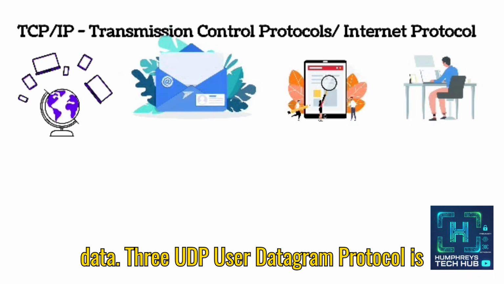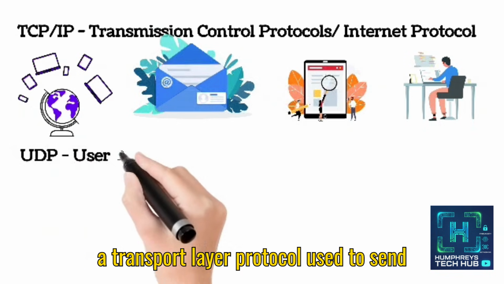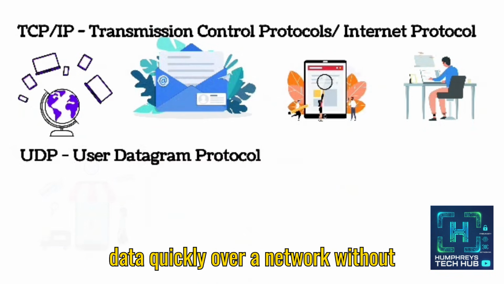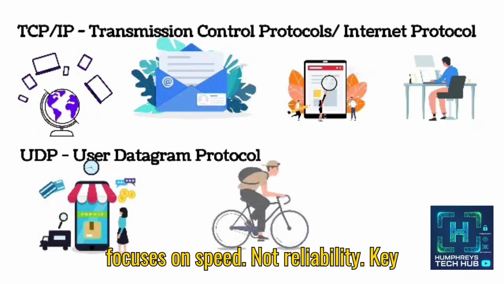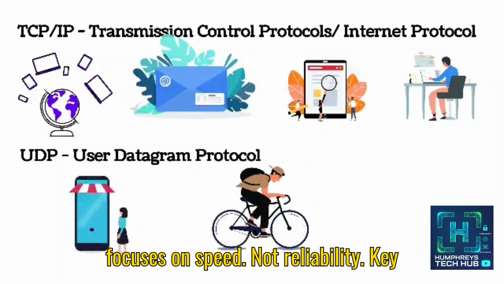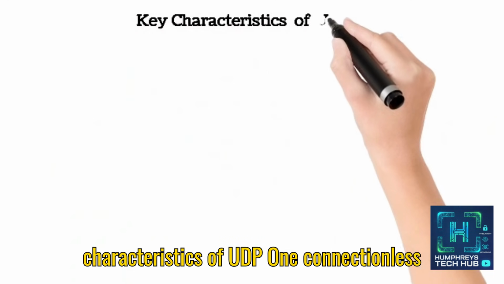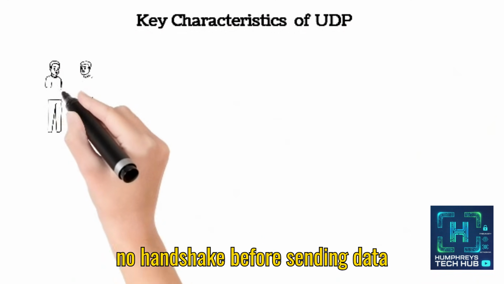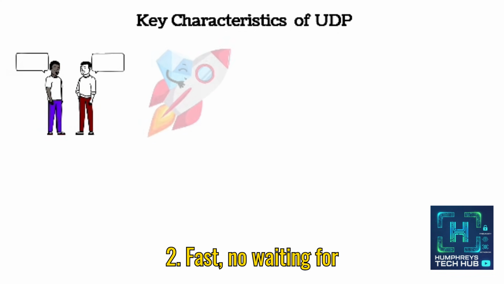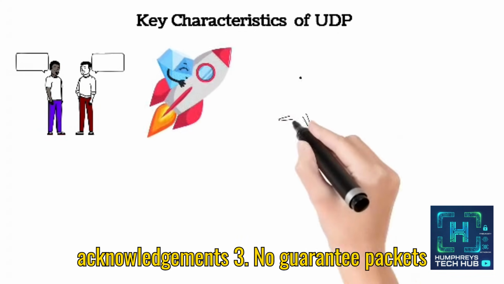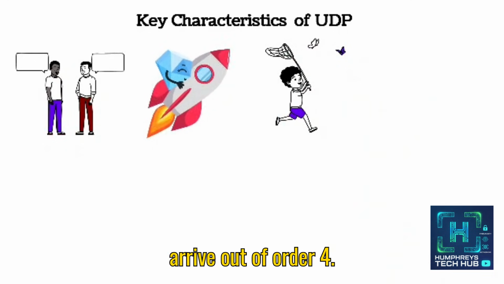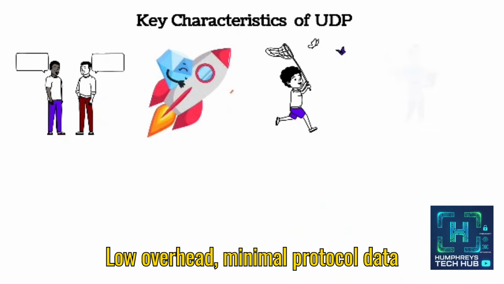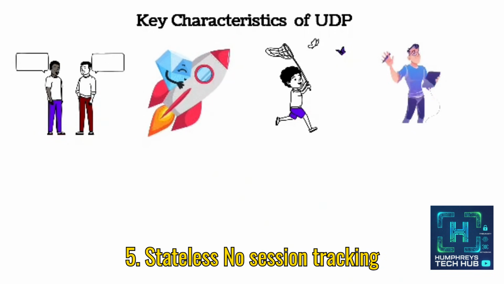3. UDP, User Datagram Protocol, is a transport layer protocol used to send data quickly over a network without checking if it arrives safely. UDP focuses on speed, not reliability. Key characteristics of UDP. 1. Connectionless, no handshake before sending data. 2. Fast, no waiting for acknowledgements. 3. No guarantee, packets may be lost, duplicated, or arrive out of order. 4. Low overhead, minimal protocol data. 5. Stateless, no session tracking.